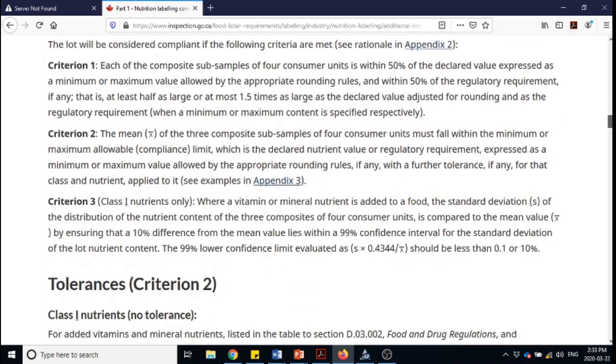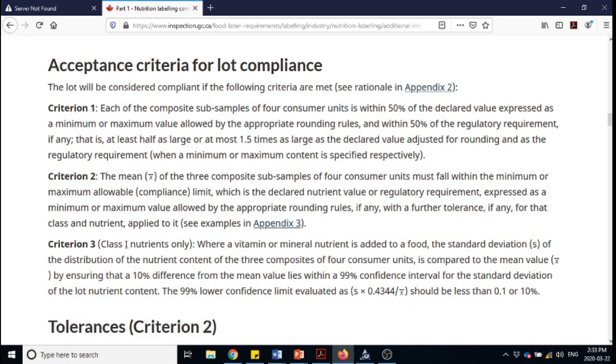So let's keep walking down here. I'm going to do the theoretical portion in one video, and then I'm going to jump into a second video and walk through some example work. So there are these different cutoff criteria, and this is where there's some mental gymnastics involved. In criterion 1, they're having different acceptance criteria to ensure compliance. In criterion 1, what they're looking at is, is the composite subunit within 50% of the declared value?